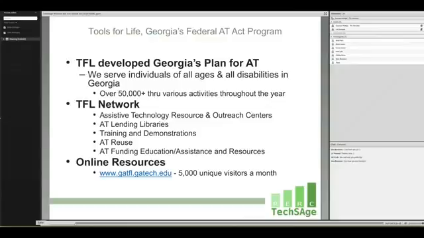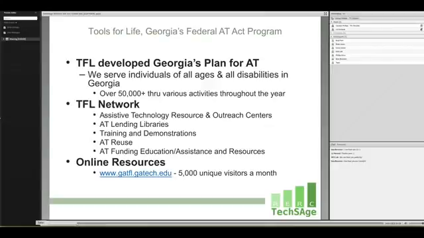And then a very important part of it that we talked about earlier is acquisition of assistive technology: the assistive technology funding, education, assistance, and resources. So not only is it learning about assistive technology, but how can you acquire it? What's available out there to help somebody fund their assistive technology? And then again, on our website, we have a ton of different online resources, including many webinars, and this is the link again to our website.